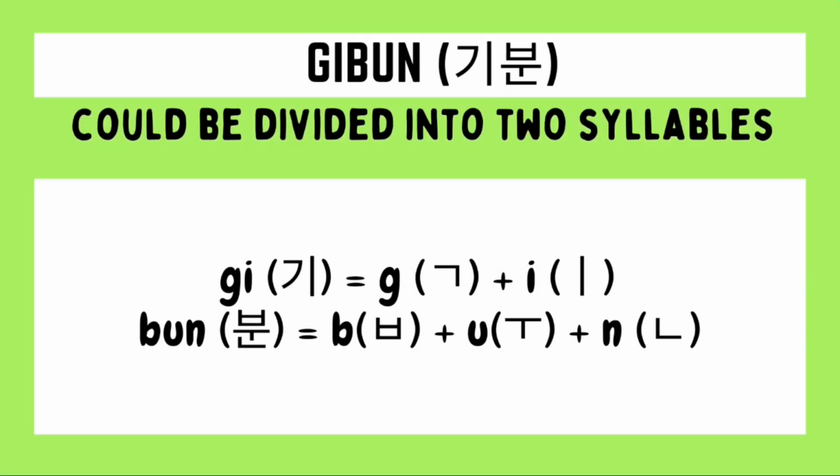How do we write GIBUN in Hangul? This is composed of two syllables. For the first syllable gi, we need to draw first a giok character followed by an e character. For the second syllable bun, we need to draw first a biup character followed by an u character followed by a neon character. And then we just need to combine the Hangul for each of these two syllables to form the Hangul of the word GIBUN.